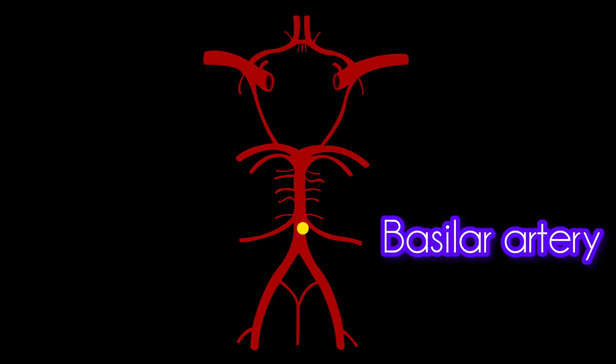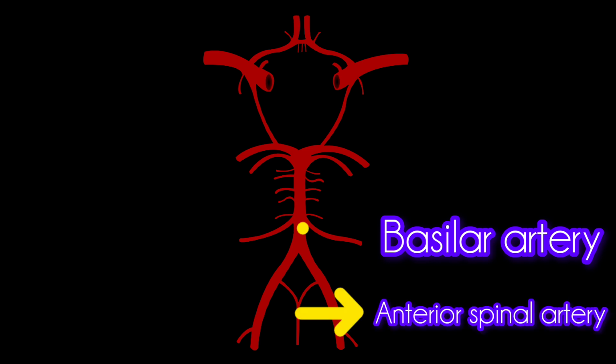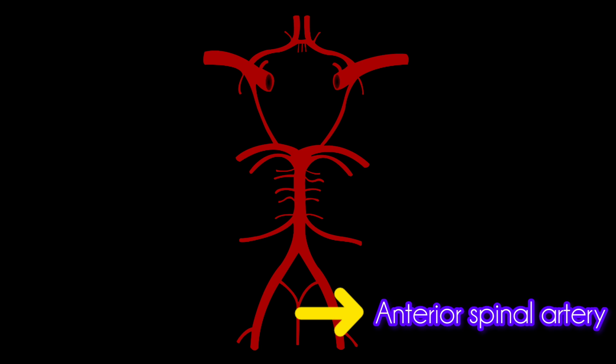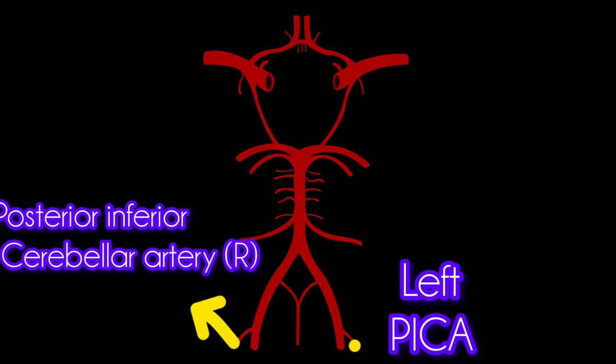The basilar artery moves upwards. The two vertebral arteries also make some branches that move downward, called the anterior spinal artery, and these anterior spinal arteries supply blood to the anterior part of the spine. The next one is the posterior inferior cerebellar artery, and these two arteries arise directly from the vertebral artery, and the right and left posterior inferior cerebellar artery is also called PICA.